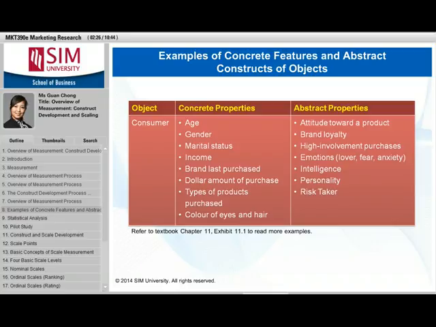If we take a consumer as an object, its concrete properties include age, gender, marital status, income, brand last purchased, dollar amount of purchase, types of product purchased, color of eyes and hair, etc. His or her abstract properties include attitudes towards a product, brand loyalty, high involvement purchases, emotions, intelligence, personality, risk taker, etc.